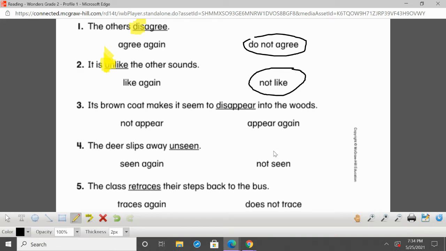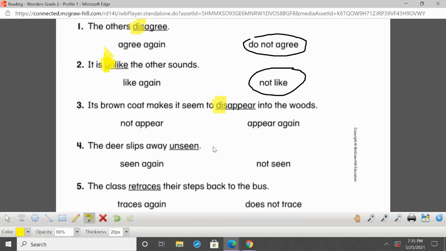All right, let's look at number 3. Its brown coat makes it seem to disappear in the woods. So disappear. First, I want you to take your pointer finger, get close to your screen, don't actually touch your screen, and pretend to highlight our prefix there. What's our prefix in disappear? Go ahead. So our prefix is dis, D-I-S. All right, so dis means what? I want you to think. Our prefix dis means what? Go ahead and yell it out if you remember. It means the opposite of, right?